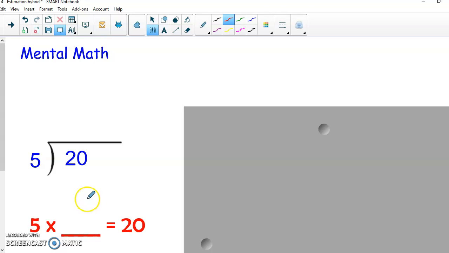All right, we're going to move on to doing some mental math, meaning these are equations we should by now be able to do in our head. So if I look at this one, 20 divided by 5, I need to think to myself, how many times can I put 5 into 20?